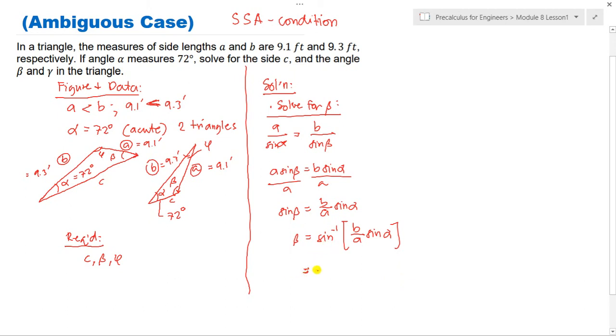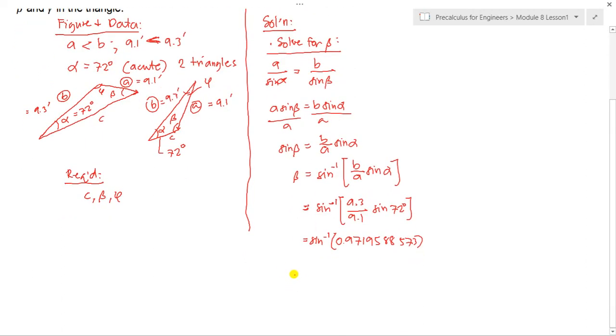So here beta is equal to, what to substitute, that is arc sine of ang kaning B is 9.3 all over 9.1 multiplied by sine alpha is 72 degrees, so sine 72 degrees. Now, ato kita ng value sa arc sine. Kanang sud sa kanang bracket 9.3 divided by 9.1 multiplied by sine 72. The answer is 0.97195888573. Okay, pa imo na siya ikuan sa calculator.